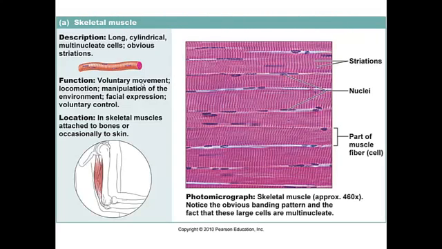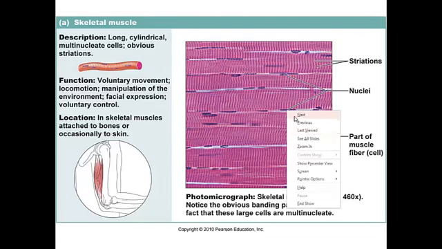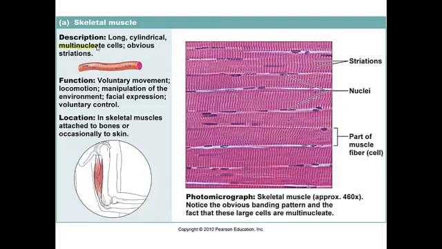muscle. Skeletal muscle is very long, it's cylindrical, and one of its most important characteristics is that it is multinucleate, many nuclei. You can see that it has striations. It's also voluntary, and some of the important functions that skeletal muscle would be important for are movement, just walking, locomotion, manipulation of our environment, the ability to pick things up, facial expression, and again it is voluntary. And you can see that it's attached to bones and occasionally the skin.